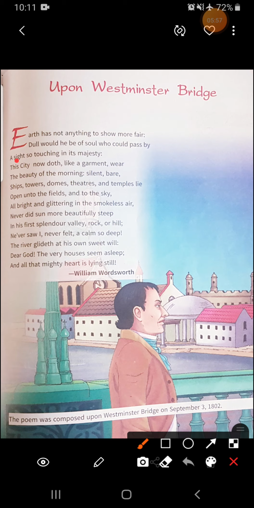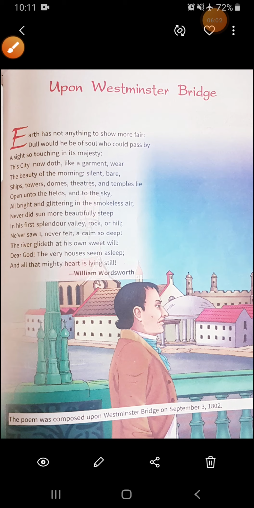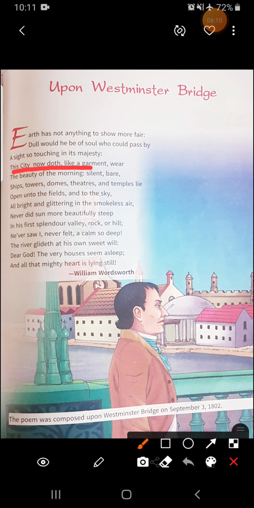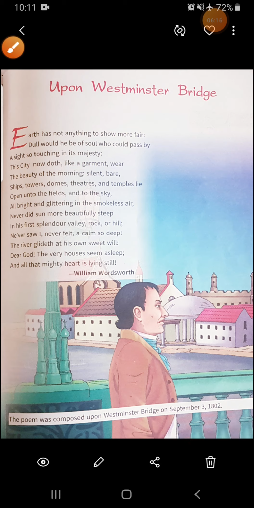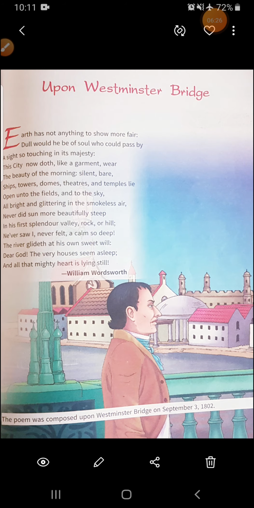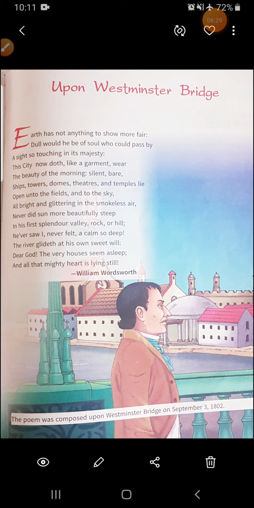Then see, a sight so touching in its majesty. Then he is saying that the sight is so touching in its majesty, it's so beautiful. I have never seen such beauty ever in my life. Now he's saying, this city now doth like a garment wear the beauty of the morning. So this is morning time, when the sun just starts rising, and he's saying the city is now wearing that beauty of the morning, that morning light and all those things. The city is now wearing that.